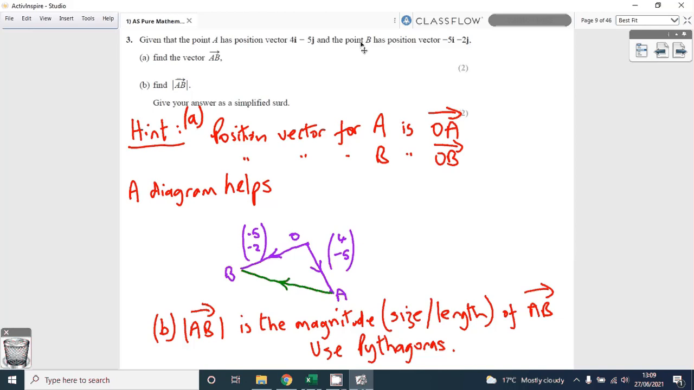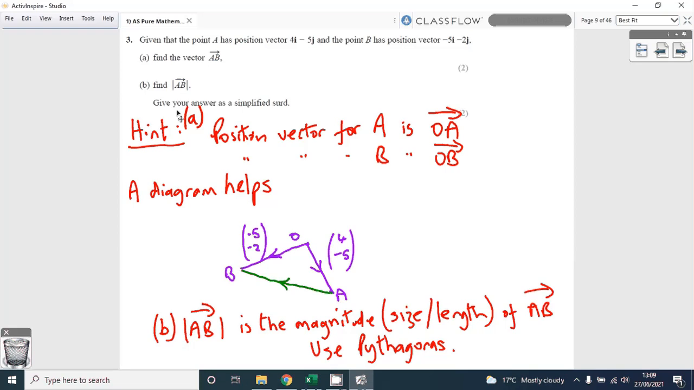Now I always think with these, just to help you gather your thoughts, a diagram helps. So just do a rough diagram. So the O to A is 4i minus 5j, so that's 4 to the left, 5 down. There we go, 4 to the left, 5 down. That's O to A. And O to B is 5 to the left and 2 down.